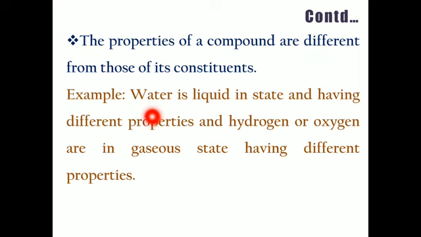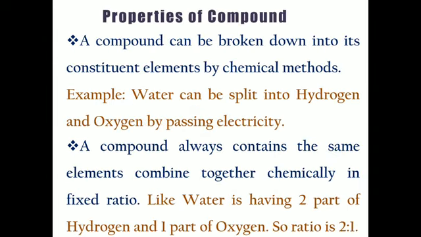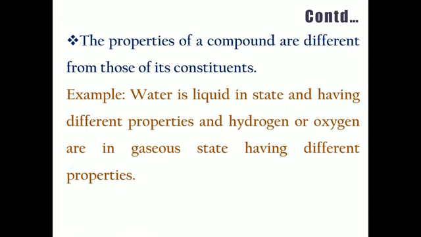So what we can say is the property of the compound, that is water, is different from the property of its constituents. Hydrogen and oxygen have different properties, and when they combine together to form water, water has different properties. So this is the properties of a compound. As we have seen, it can be broken into its constituents, and this combination will always remain in a fixed ratio. And this is the third one, that the property of a compound made up of various constituents will be different from theirs. So these are the properties of a compound.